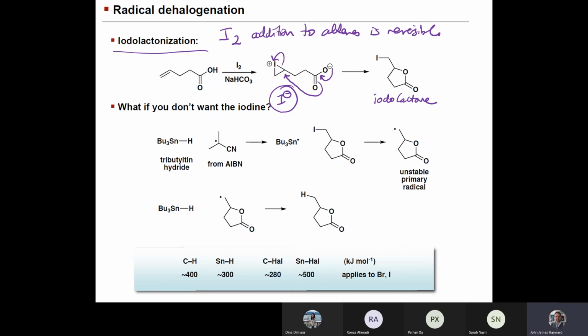Now, it could cyclize in theory at either end of the iodonium, but it selectively forms the 5-membered ring. The 5-ring. And it would form the 6-ring selectively over the 7-ring, for example. But that's great to make a lactone from an alkene, but what about if you don't want that iodine?